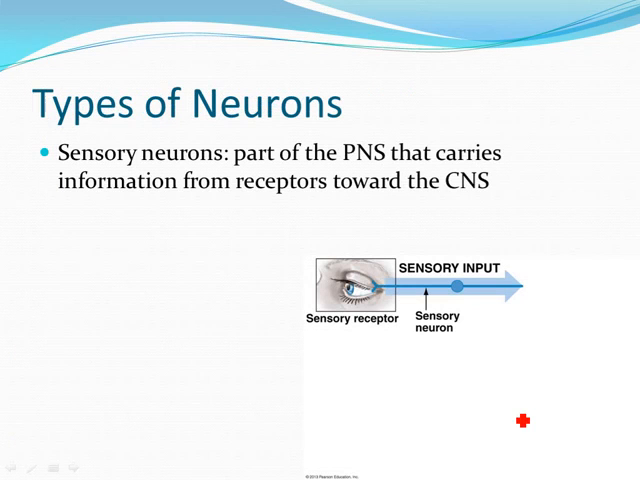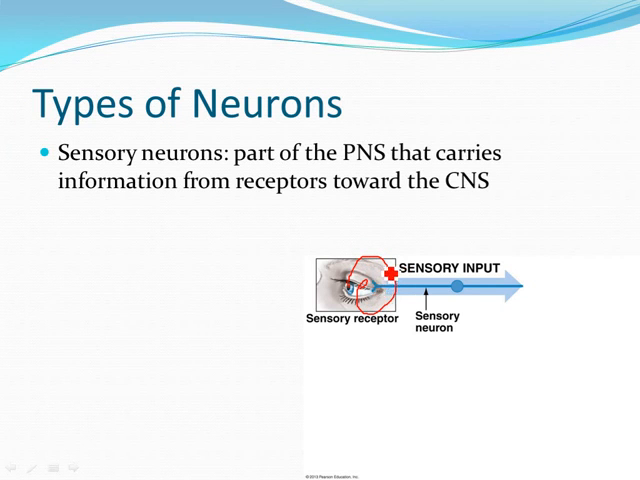There are different types of neurons I want you guys to know. One is the sensory neuron. Sensory neuron is part of the peripheral nervous system. So it carries information from the receptor. In this case, do you guys remember what the receptors within the eye are? The photoreceptors, which have two different shapes. Yeah, rods and cones, remember? So those are the sensory receptors in the eye.